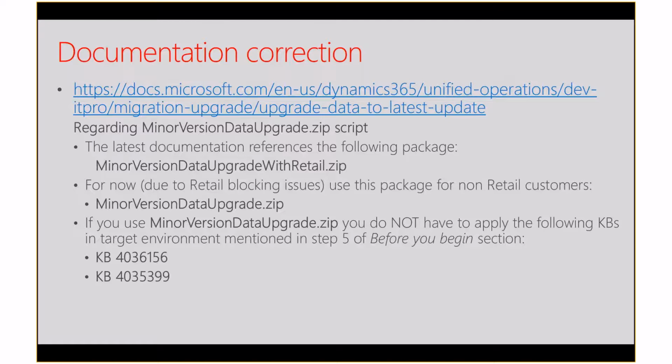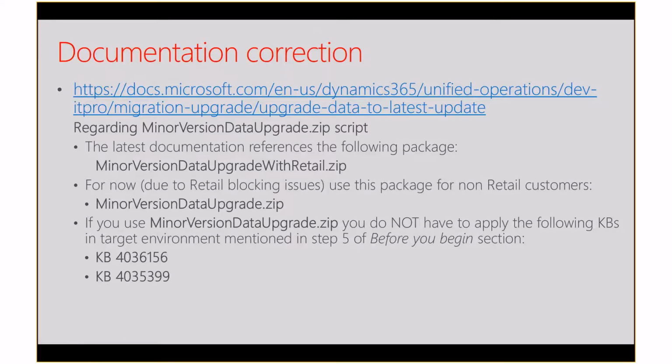Of course, this is a temporary solution because we work really hard to have these latest blockers for retail resolved. And then, of course, the documentation is again correct, and you always use the minor version data upgrade with retail. As a result, if you're a non-retail customer and you don't use the package with retail, you don't have to install these KBs which are mentioned in the documentation.